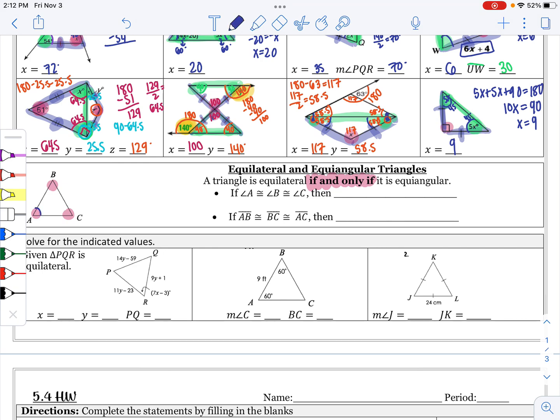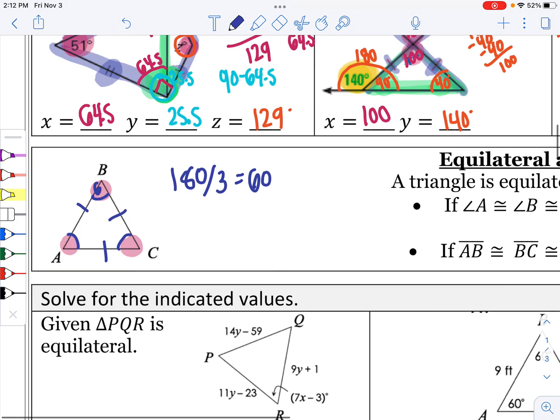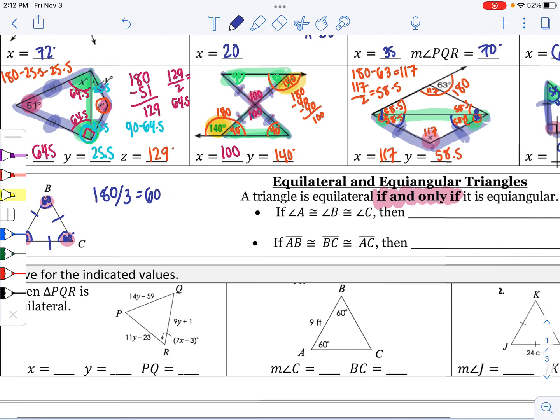So angle A, angle B, and angle C will all be congruent. That is true because all the sides are congruent, so the side that they open up to is going to be the same. And so 180 divided by 3 gives me 60 degrees for each of those angles. This would be 60, this would be 60, and then this would be 60.